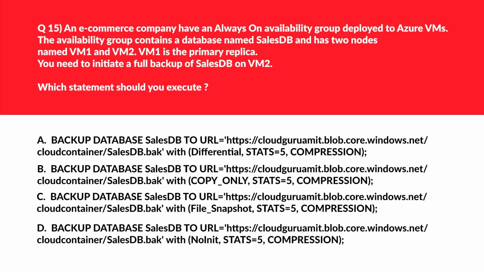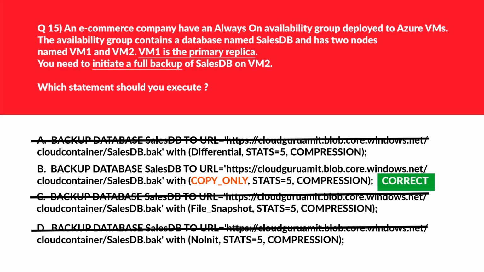Alright, this is a pretty straightforward question. As per the question, if we look, the VM1 is a primary replica. That being said, VM2 automatically becomes the secondary replica. Backups on secondary replica can only be of the type copy only, which is option B. Other options use different things like differential, file snapshot and all these, which is incorrect. Therefore, we'll just keep option B and reject others and lock it as the right answer.